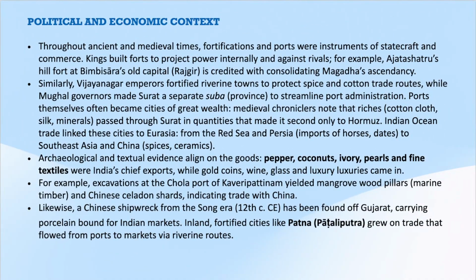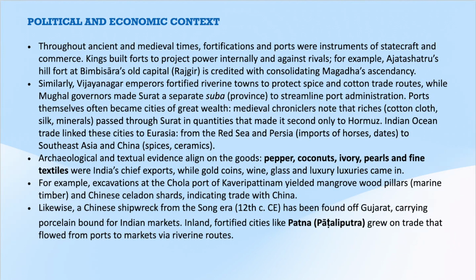The political and economic context of these fortifications and ports shows they were instruments of statecraft and commerce. Kings built forts to project their power internally and also to control the trading that took place. Similarly, the Vijayanagar Empire fortified riverine towns to protect spice and cotton trade routes, while Mughal governors made Surat a separate suba to streamline port administration. Ports themselves often became cities of great wealth.